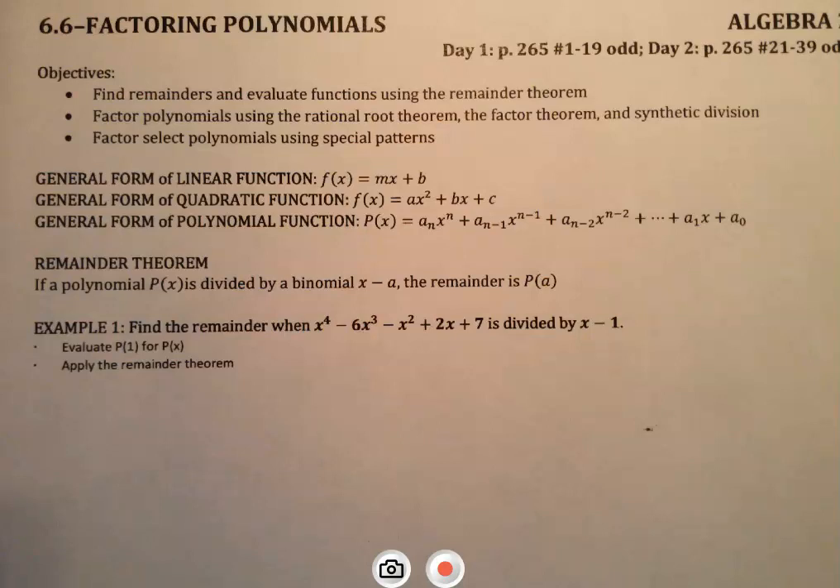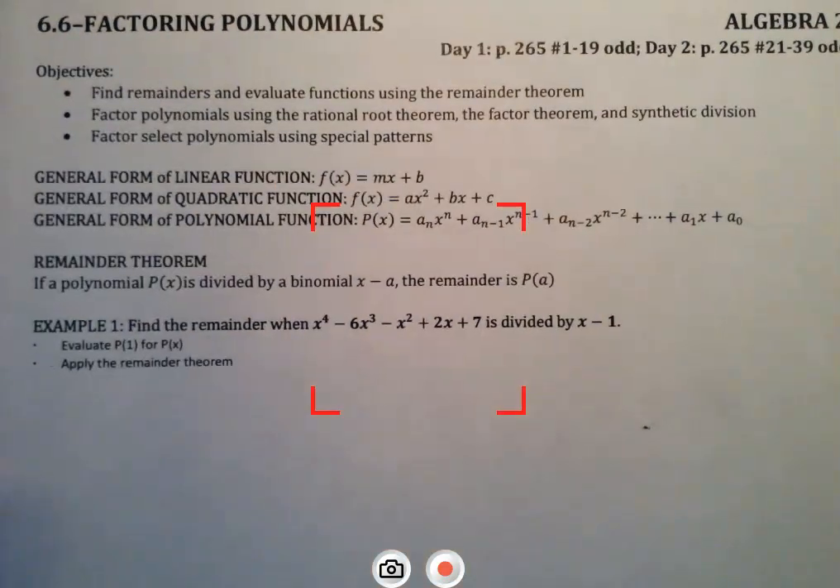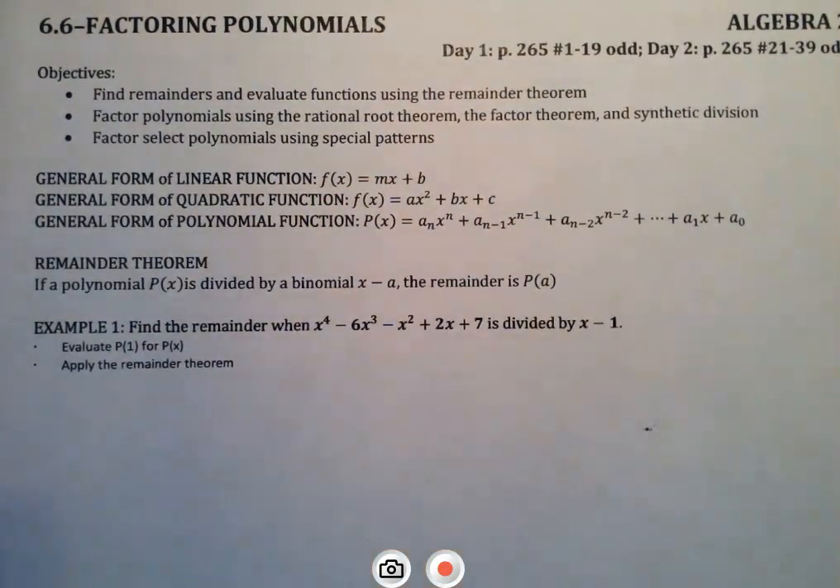Okay, so in 6.6, we are factoring polynomials. So we're going to find remainders and evaluate the functions using the remainder theorem. We're going to factor polynomials using the rational root theorem, the factor theorem, and synthetic division. And then the last one, factor polynomials using special patterns. Okay, so that'll be day 2 for sure.